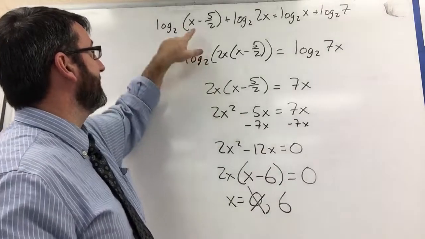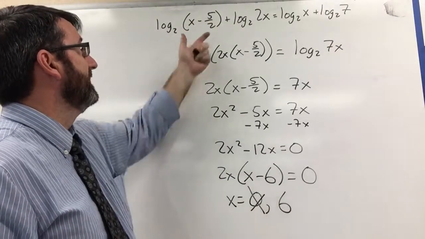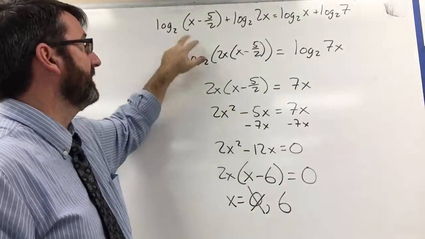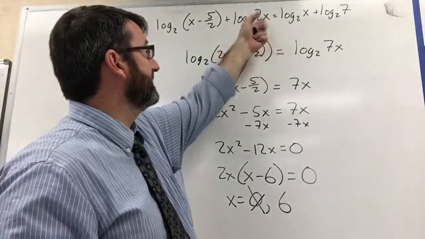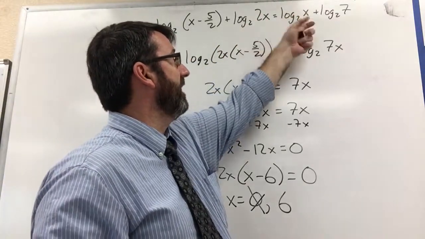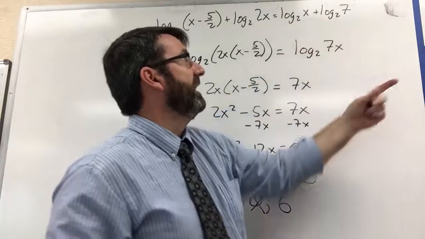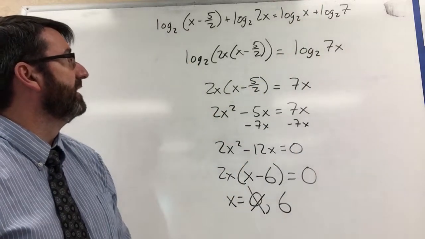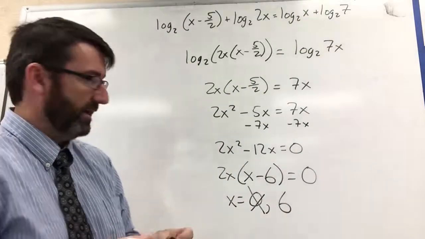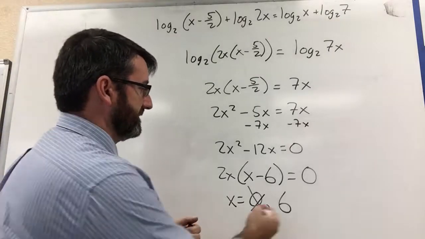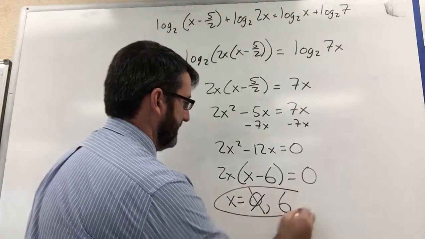If we plug in 6, we get 6 minus 5 halves. That's going to be a positive number, so we're okay there. 2 times 6 is 12, we're okay there. Log base 2 of 6, that's fine. And log base 2 of 7, we're fine out there as well. So our answer is going to be x equals 6.